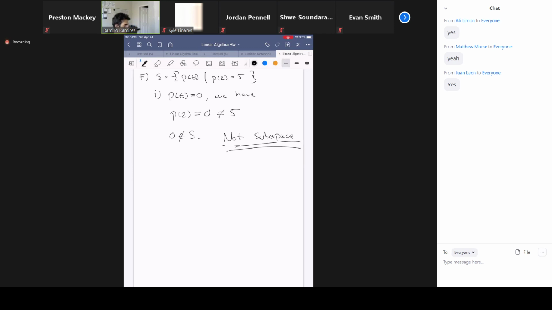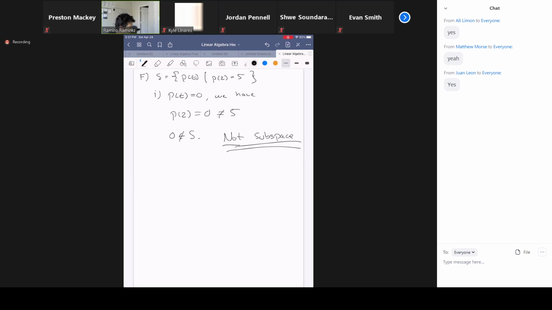Okay, so problem 3 is basically similar to this. You just do the exact same thing, so I'll leave that up to you guys to do. You basically do the same arguments. You just check if 0's in there. You check if the addition is closed. You check if the scalar multiplication is closed.